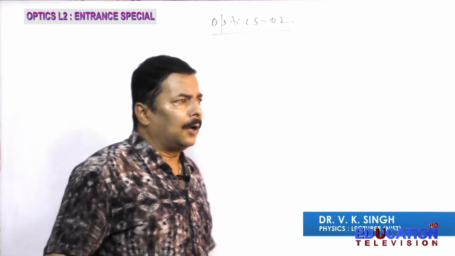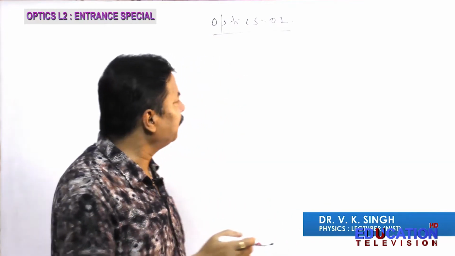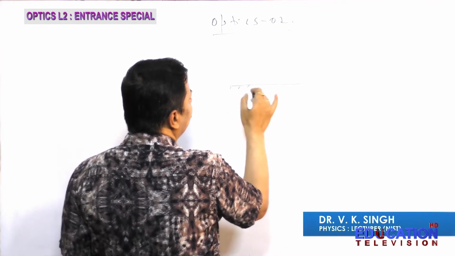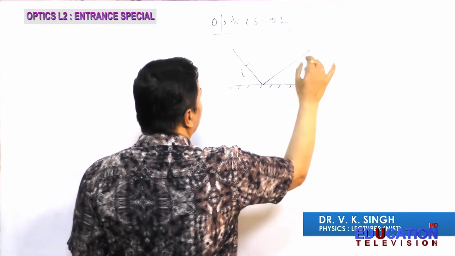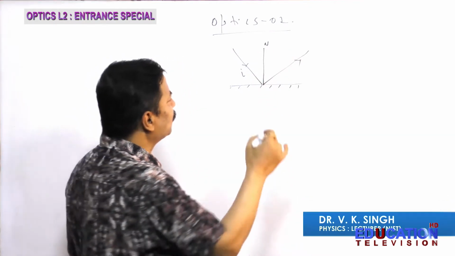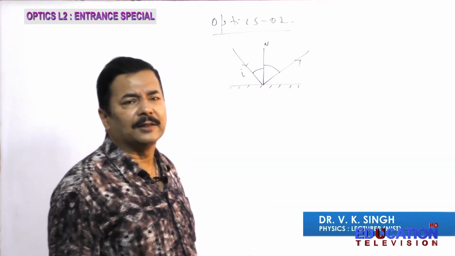Now the main thing I would like to tell you is that we have to start reflection. In the process of reflection, you all have the basic idea of what is I, what is R and all these things, so I will not be discussing those matters. Simply with that introduction, if this is a plane mirror, this is the incident ray, this is the reflected ray, and this is the normal, then you already know angle I is equal to angle R, and the incident ray, reflected ray and normal lie in the same plane.